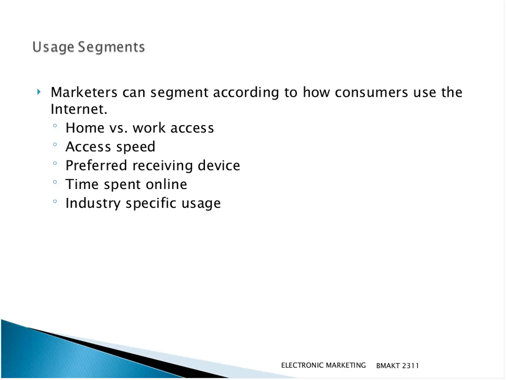Usage segment is another categorization of different segments. Marketers can segment according to how consumers use the internet. We have home versus work access. Mainly everybody goes to work every day for 8 hours or more, so most people are in the peak of their day in the office, and definitely, if there is internet over there, then they use the internet.